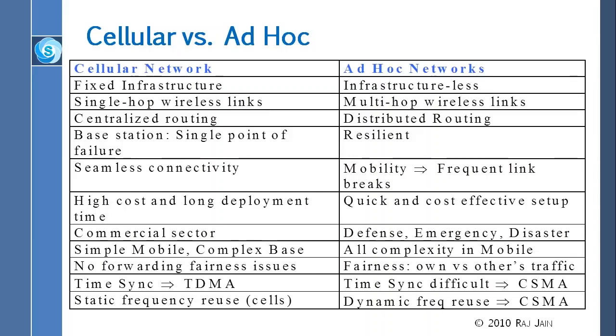Then the issue of time sync, because everybody can synchronize to the base station, we can very easily use TDMA, time division multiple access. Remember, in time division multiple access, if 2 different nodes need to transmit, they have to take their time slot, and they have to know exactly where the time slot begins and where the time slot ends, so that they don't run over into each other's time. So TDMA requires time synchronization, which is possible, or easy, in a cellular network. In an ad hoc network, it is very difficult.